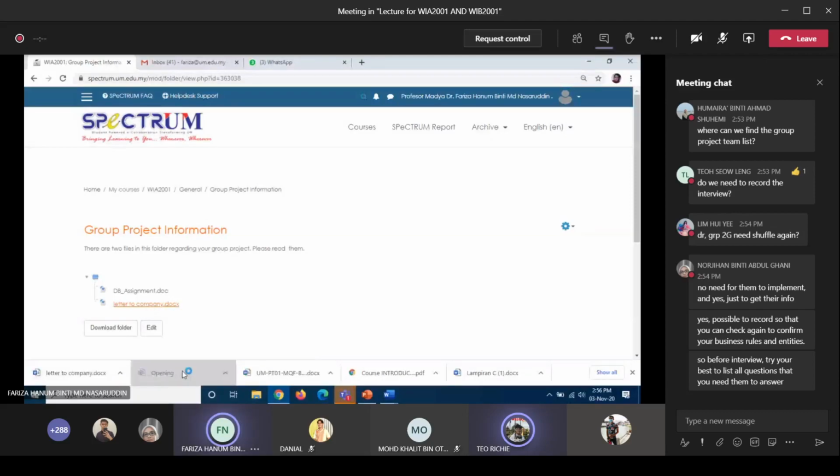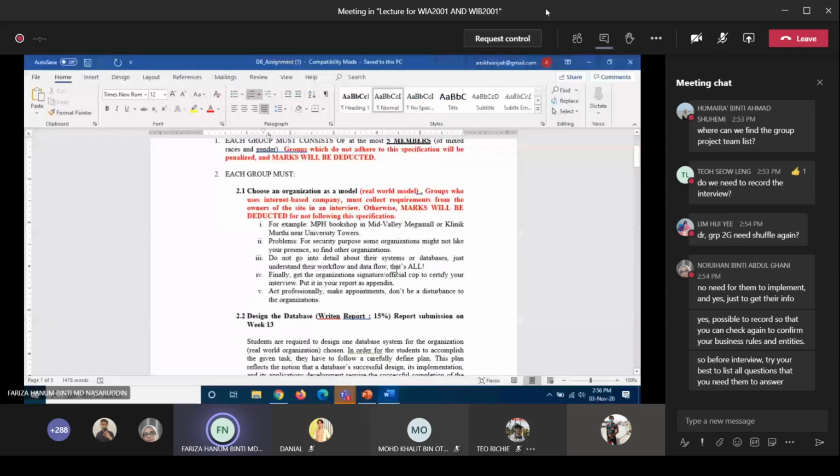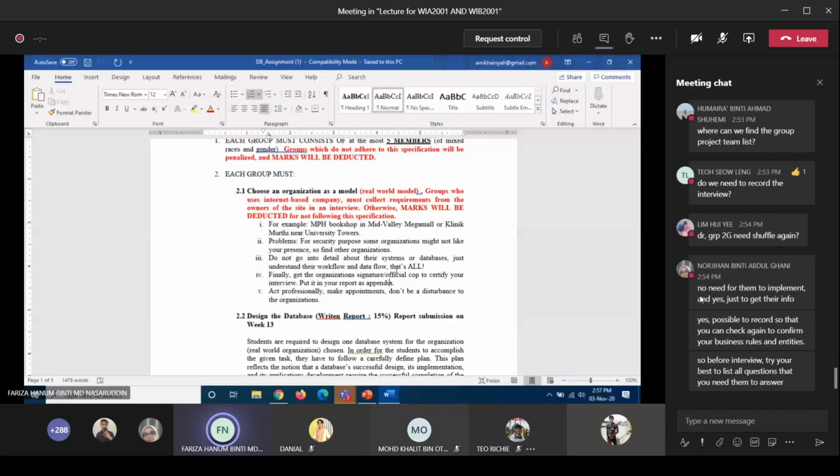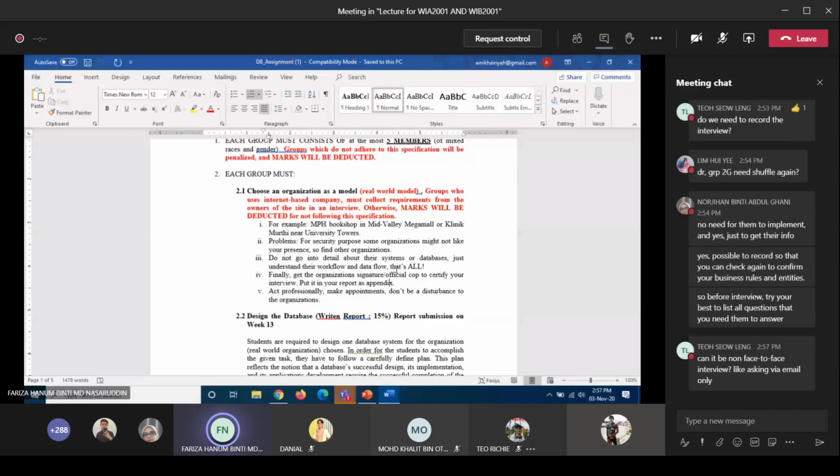Okay, look at this. Choose an organization. As I say, you've got to go and read this first. Do not go into details about their system or databases. Just understand their workflow and data flow. You are not supposed to look at their data. You only need to ask them, for example, I go to a clinic, you ask them what kind of information they usually need. They will say, we need to keep track of our medication, who we give our medication to, things like that. So you capture all this business, and maybe you can look at what a form would look like, because the form would give you all the attributes.